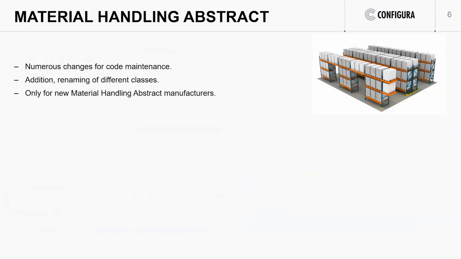So it's very important to make sure that our material handling abstract manufacturers should not face any defects after they've migrated to CT 14.0. Now, this only applies to the material handling abstract manufacturers, which are on the new material handling abstract and not the old one. If you're not from material handling abstract, you can skip this section while you're testing after you have migrated to CT 14.0.